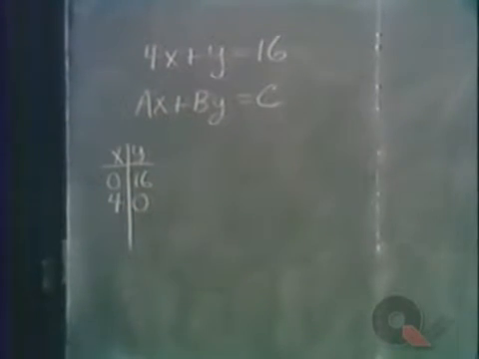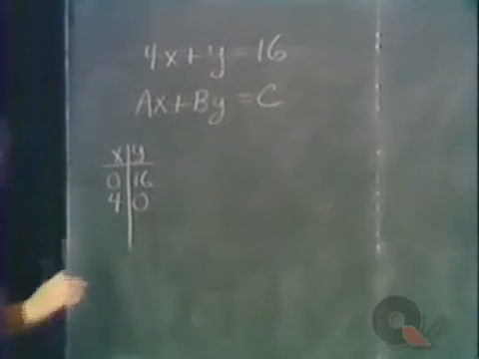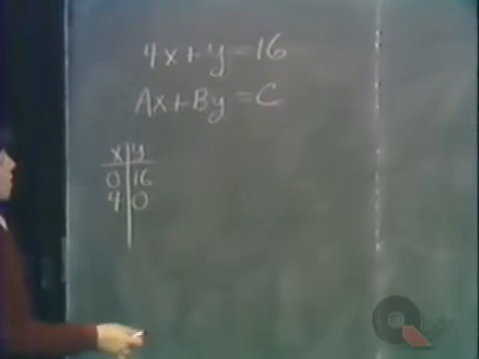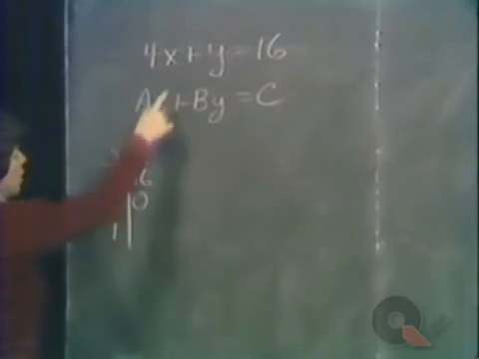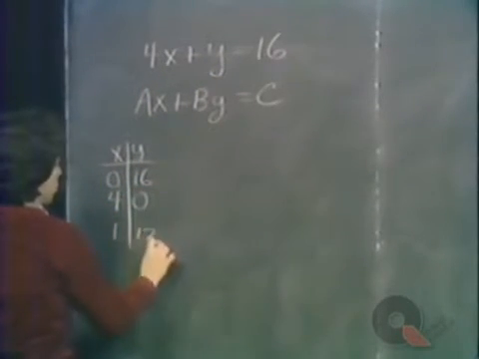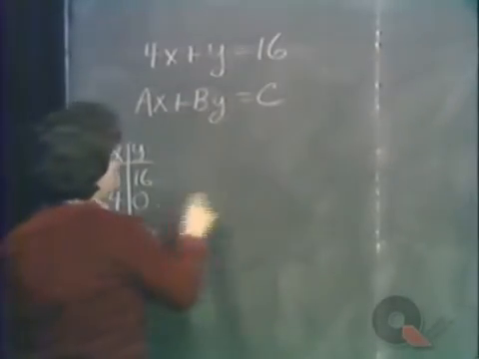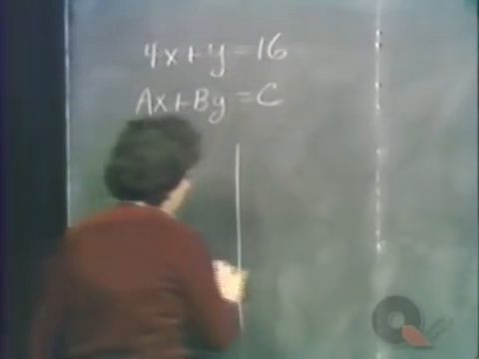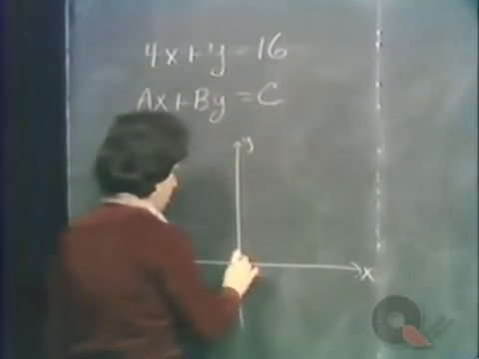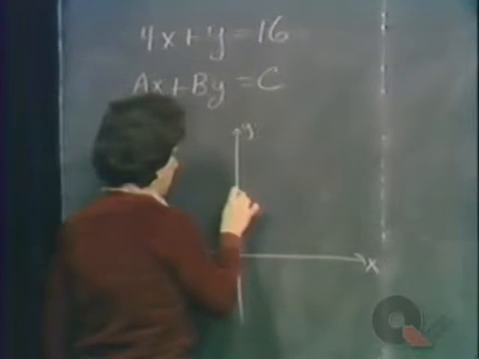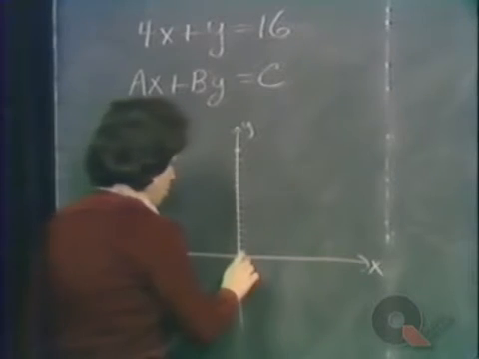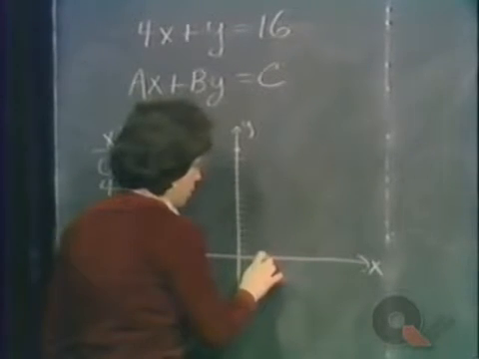And while 2 points do determine a straight line, sometimes people like to plot a third point just to be sure that their line is correct. Okay, so let's just pick another value for x. For example, x is equal to 1, in which case we'd have 4 plus y equals 16. Y would be equal to 12. Okay, let us now plot these points. Here we have 0, 16. 1, 2, 3, 4. 4, 0.